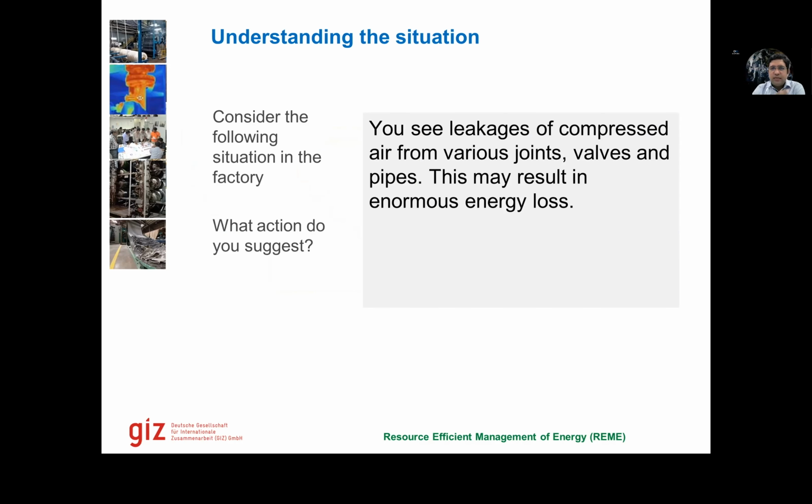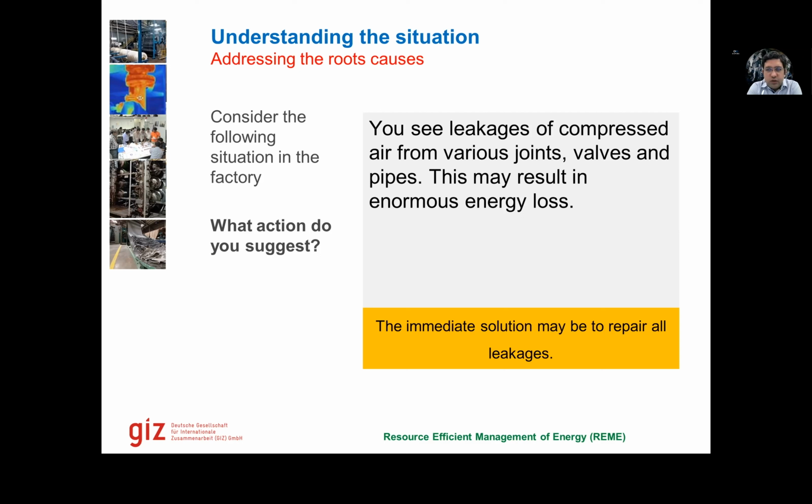For example, let's consider this. It's a simpler example just to make it easy. You go to a company and you see leakages of compressed air from various joints, valves, and pipes. This may result in enormous energy loss. What action would you suggest? So the immediate solution may be to repair the leakages, right? Obviously, that is what we have to do. But are there other solutions as well? What else do they need to do?